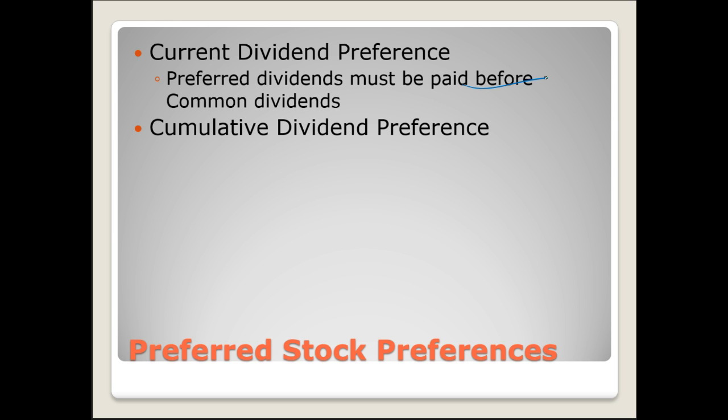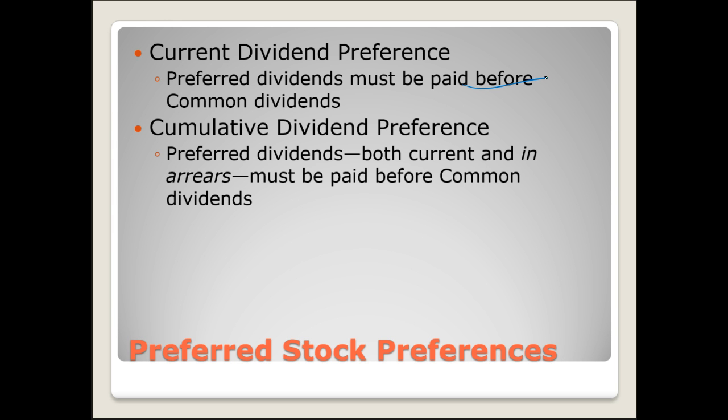Now, this goes along with the current dividend preference, and this is what it says. It says that preferred dividends, both the ones for the current year and any preferred dividends in arrears. In arrears means any ones that didn't get paid in a previous year because maybe the company didn't have enough cash or something. So all preferred dividends in arrears and current preferred dividends must be paid before a company can pay dividends to its common stock shareholders.